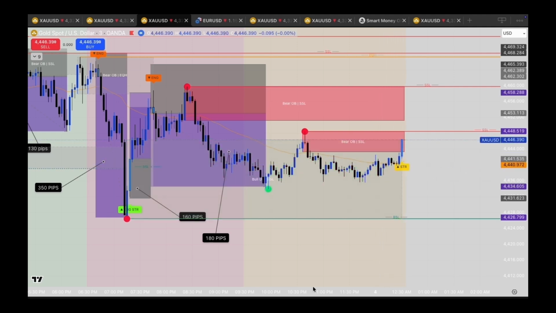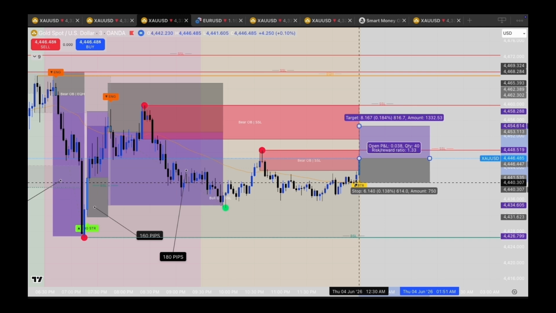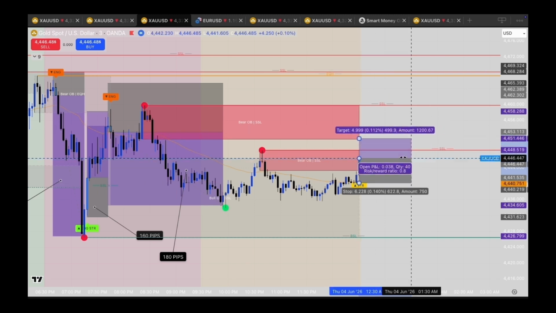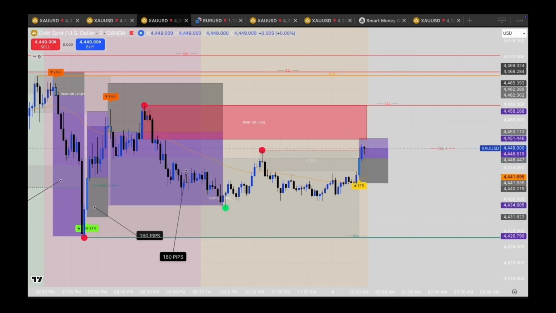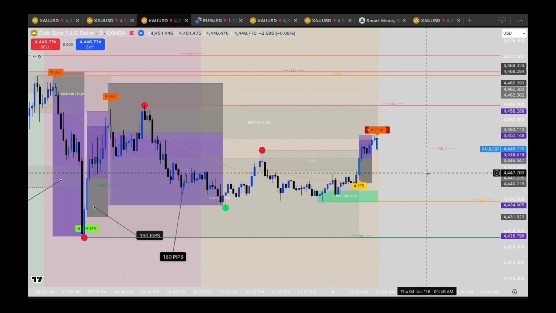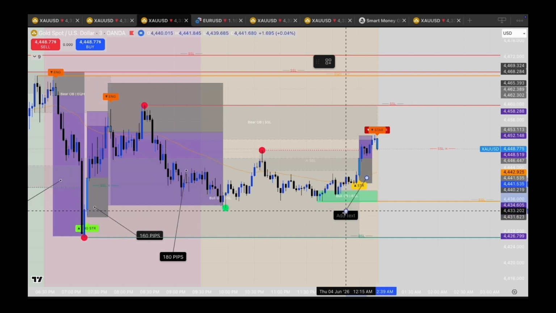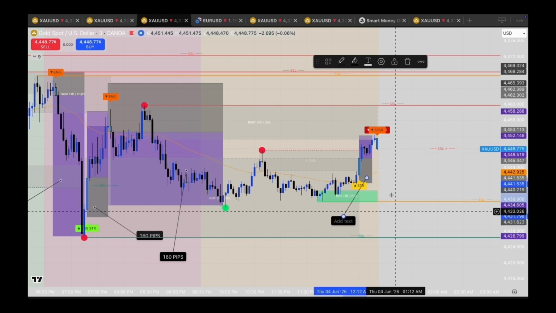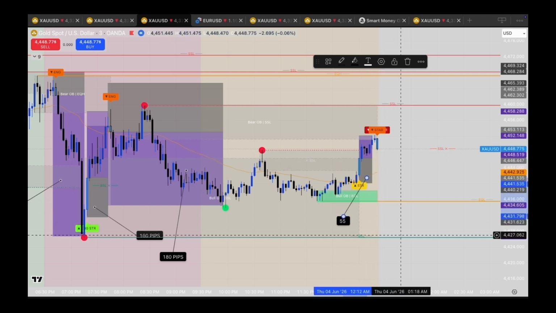Let's move to the next opportunity. A fresh signal appears on the chart. Not every trade needs to become a huge runner. Sometimes consistency matters more than size. Price reacts nicely and delivers approximately 55 pips. Another profitable trade successfully identified by the indicator.